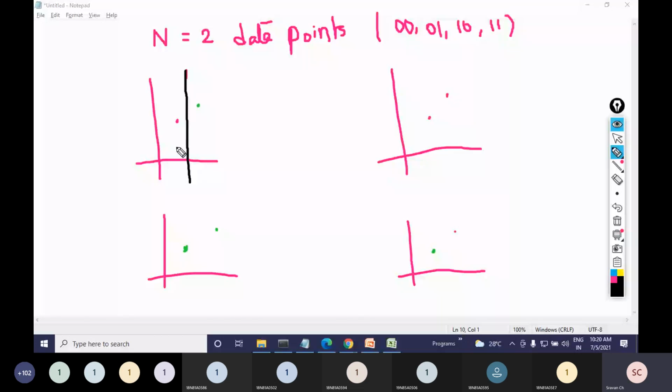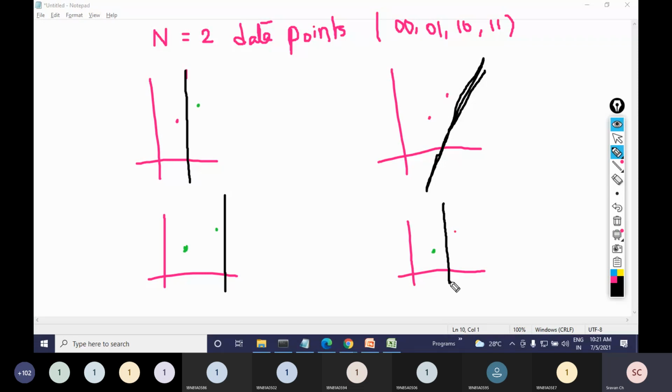Similarly here, I can draw a line and say all pink are positive, and that's the reason they are on one side of the line, and the other side of the line will be negative. Similarly, I can say anything on this side of the line is positive, anything on the right side of this line is negative. Similarly, I can draw a line here and say green is negative, pink is positive. So if you observe carefully, with a line, I can classify two data points.